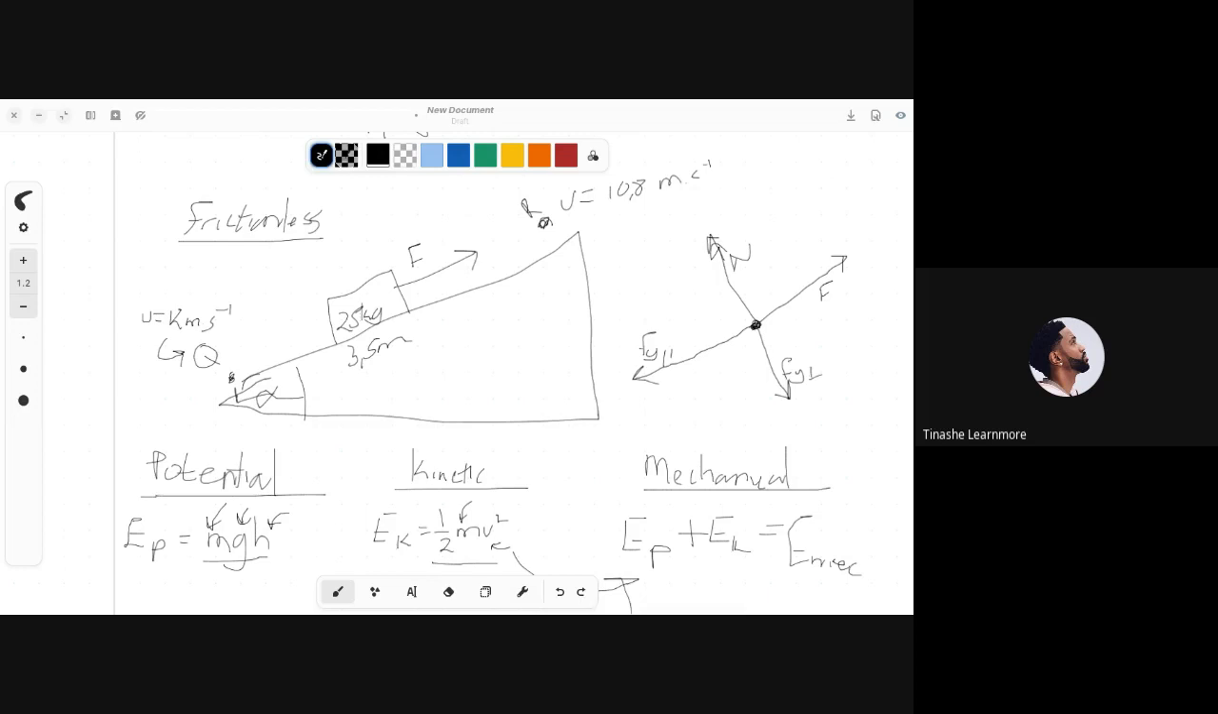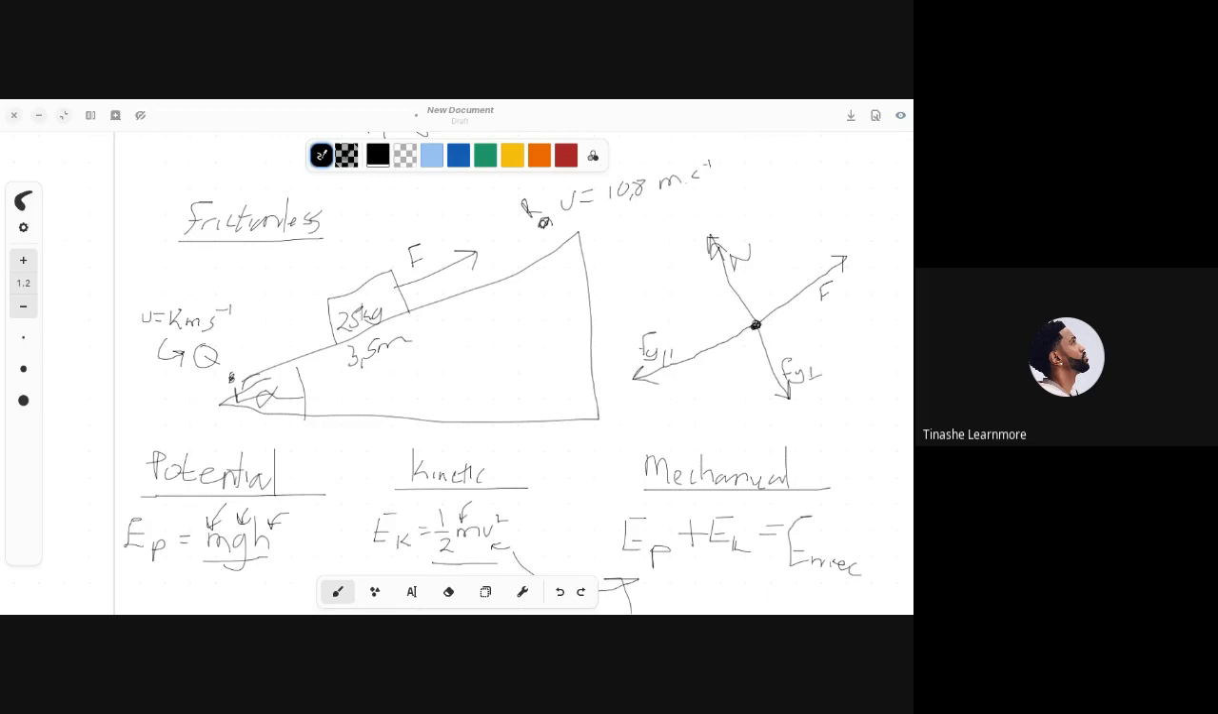All right, so moving on. Now the devil has arrived. Now they're asking, use energy principles. This one always comes a lot, guys. Use energy principles to calculate the magnitude of the force F, which is that applied force that we have. What do they mean by energy principles?